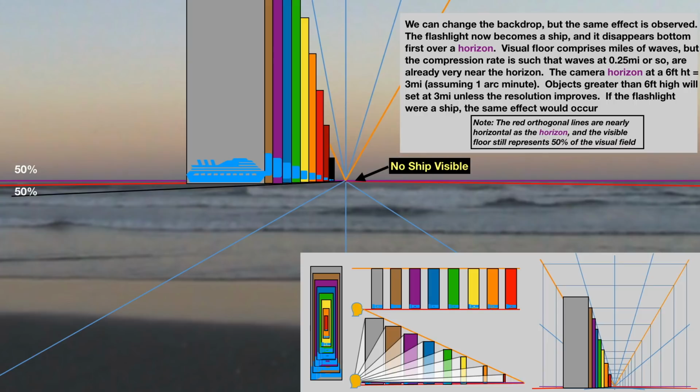The camera horizon at a 6-foot height is going to be 3 miles, assuming 1 arc minute. So objects greater than 6 foot high will set at 3 miles unless the resolution improves, and we're going to have another horizon gap. If the flashlight were a ship, the same effect occurs. So again, the red orthogonal lines are nearly horizontal, as the horizon and the visible floor is going to be 50% of the lower visual field. We just got higher.